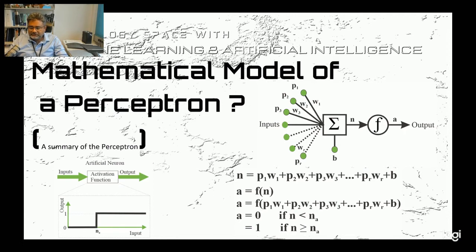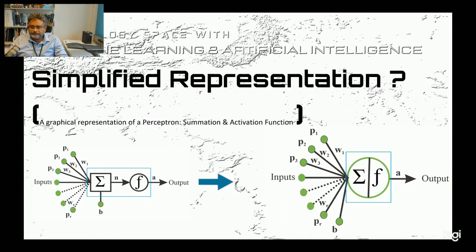So that is the total summation of the inputs coming into this perceptron, represented by N. And then this N value goes through the activation function Fn. If the total summation, or the N value, is beyond a specific threshold value, Na, then the perceptron gets activated and its output is going to be 1. Otherwise it will not give you any output, which is represented by 0 in this situation.